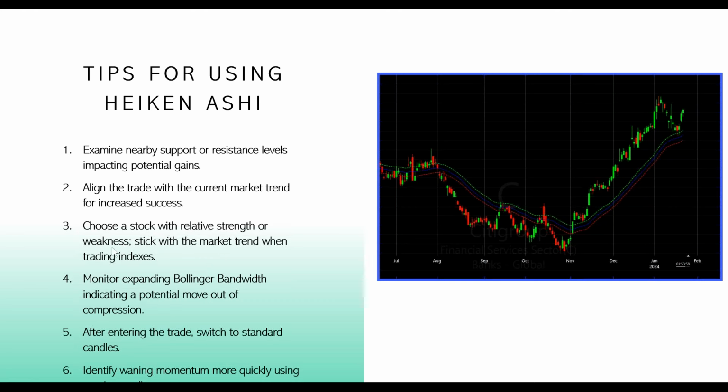Stick with the market trend when trading indexes. If the market's up for the day and you want to trade the SPY, the Q, or the IWM, and the market's bullish, let's try to take them to the long side. Let's wait till it's set up. It's going to go long for us. On choppy days, you can go either way. You can take longs, you can take shorts. The Bollinger Bands are kind of helpful. I'll show you something in the Compass system, or the SPY Super system we have, that shows that. Bollinger Bands expanding tell you that you're coming out of a compression. And again, after entering the trade, switch to standard candles.